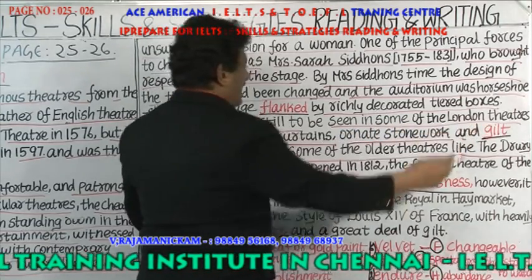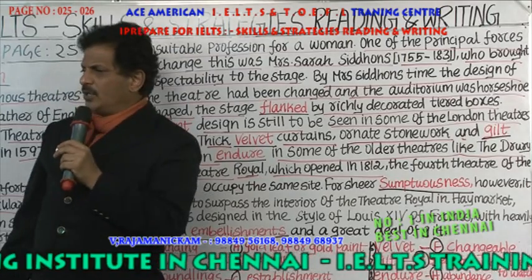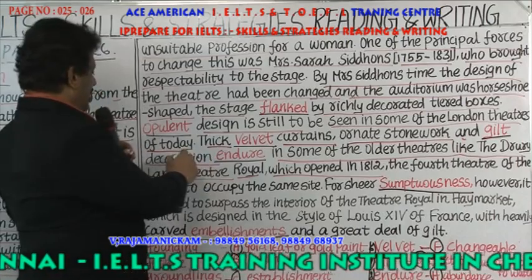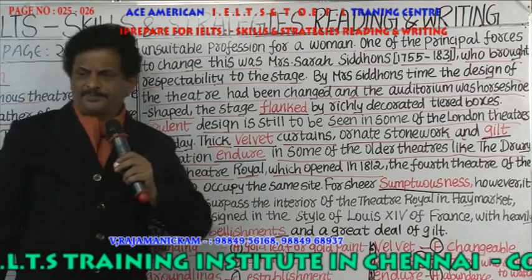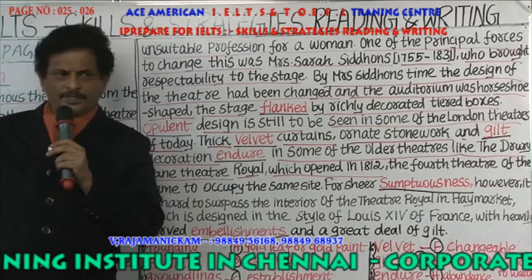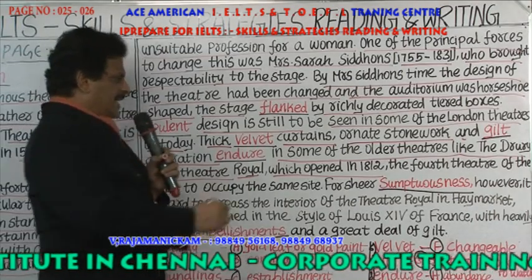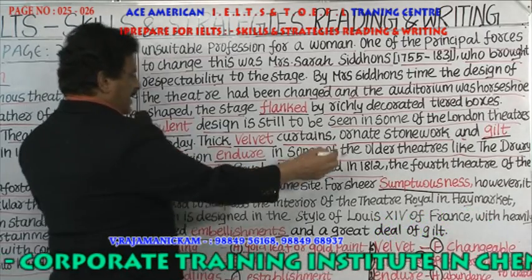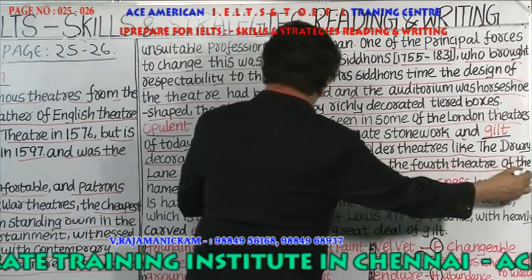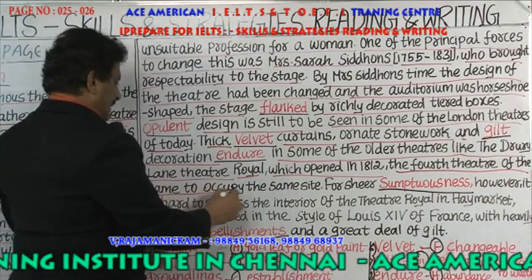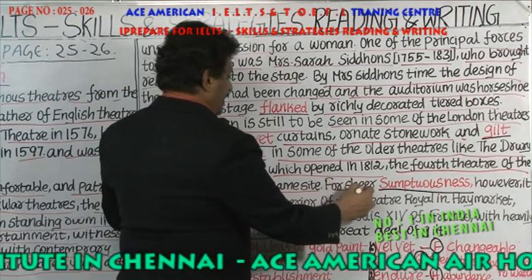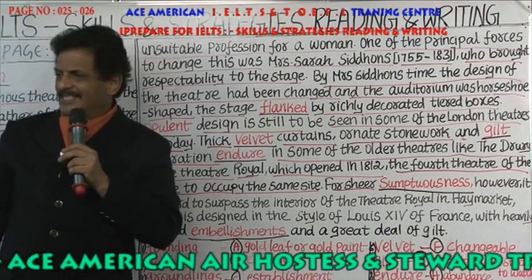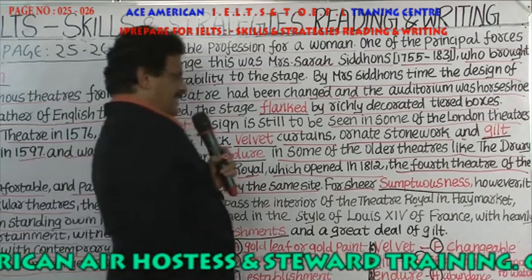And gilt. What do you mean by gilt, sir? G-I-L-T. Gold, gold-leafed things, decoration. Endure means what? Continued. It continued in some of the older theatres like the Drury Lane Theatre Royal, which opened in 1812, the fourth theatre of the name to occupy the same site. For sheer sumptuousness, what do you mean by sumptuousness, sir? Rich and costly.